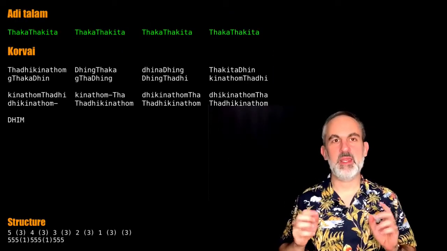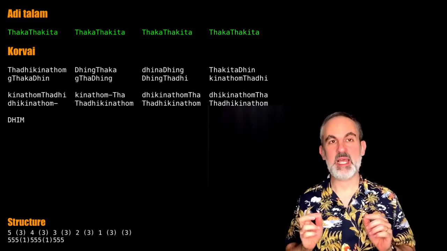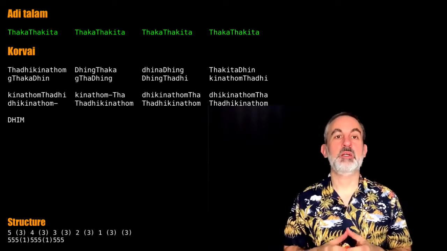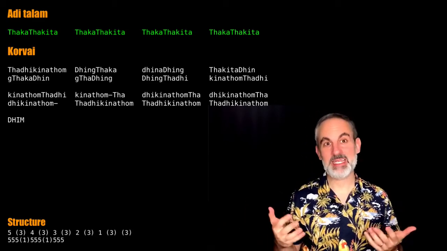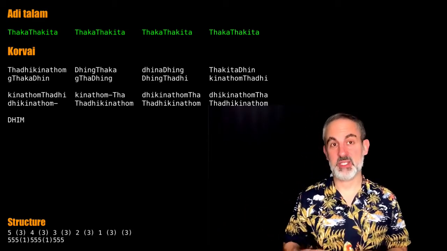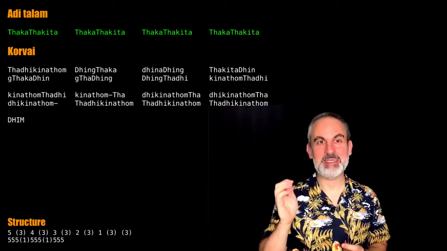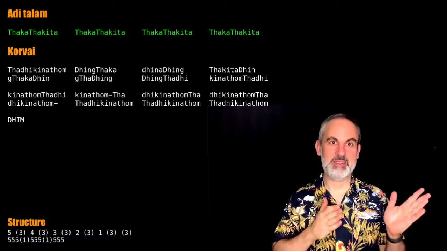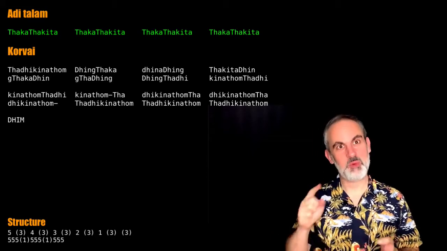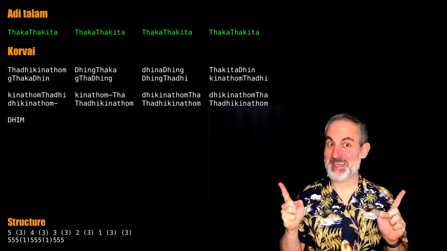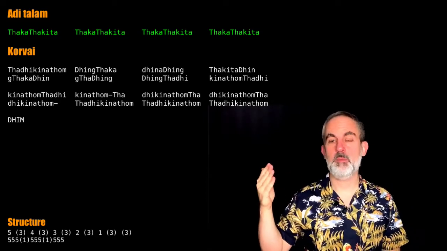Here you can see that the whole Korvai is now 2 avarthanams long. These are the 2 groups, because we are in khanda nadai. So 80 aksharas divided by the number of aksharas in one avarthanam of adi talam in khanda nadai kalam, which is 40. 80 divided by 40 is 2. That's why we have 2 avarthanams. Don't you love first grade arithmetic? I do. So let's take a look beat by beat.